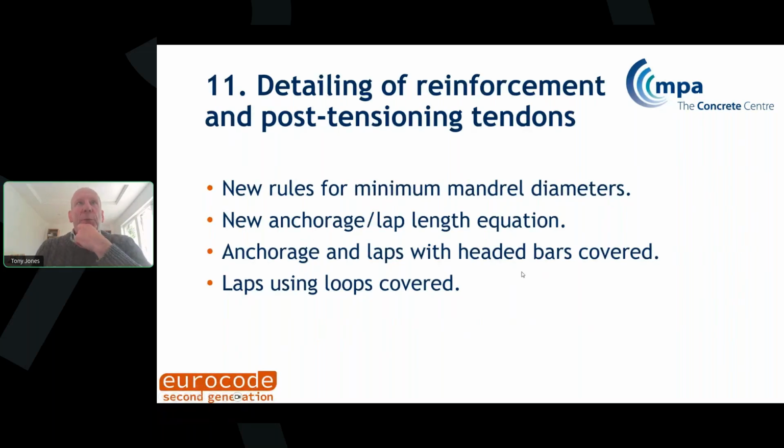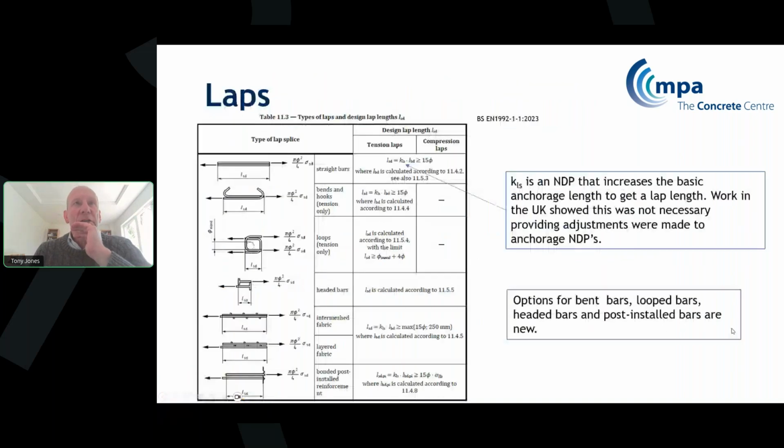Just going rapidly through detailing, we have new rules for mandrel diameters. There's also a new method which allows you to have multiple smaller mandrels, which works better where you've got an automated process doing your bends. There's a new anchorage and lap length equation. The result of that is that some anchorages will be a bit longer, some will be a bit shorter, but there's also a number of additional cases considered. So here we see we can do laps with loops, with headed bars, and even post-installed bars.